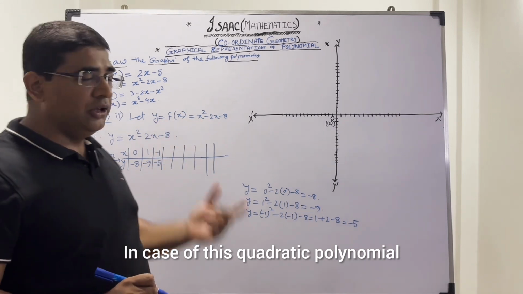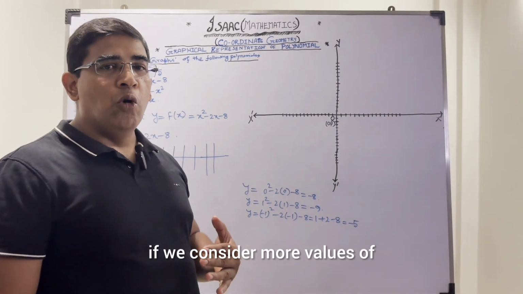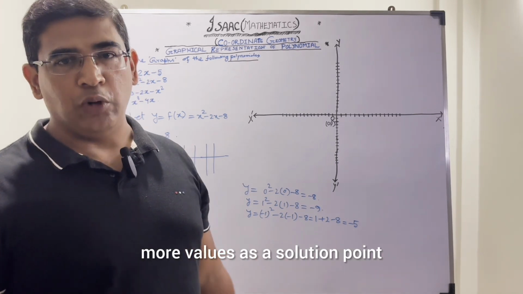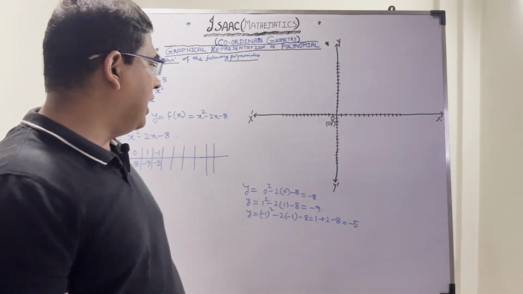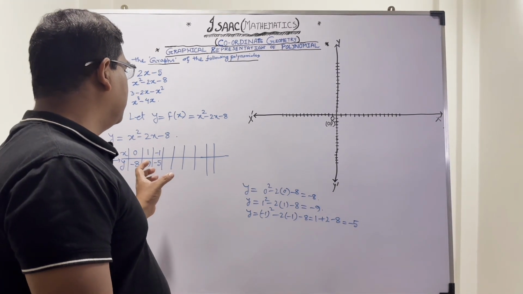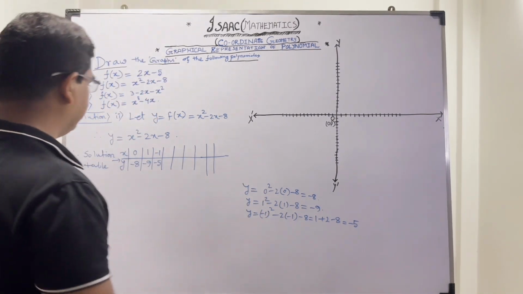In case of this quadratic polynomial, if we consider more values as solution points, then we will get a clear graph. That is why we will take the maximum number of solution points.